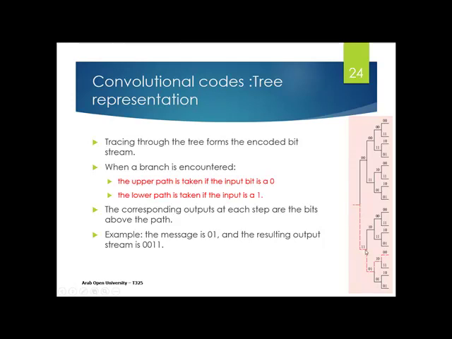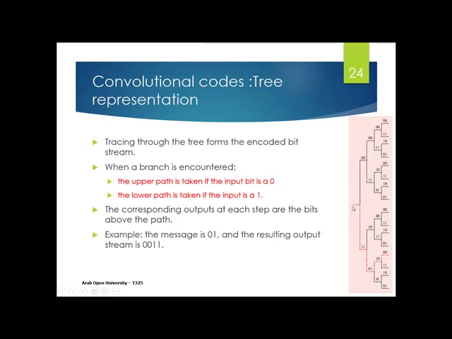So the first output will be 1, 1. Then 1, I go to the lower path, 0, 1. Then 0, I will go to the upper path, and then 0, I will go to the upper path. If I follow the path, the output will be 1, 1, 0, 1, 1, 0, 0, 0. So the outputs are read directly from the tree representation.